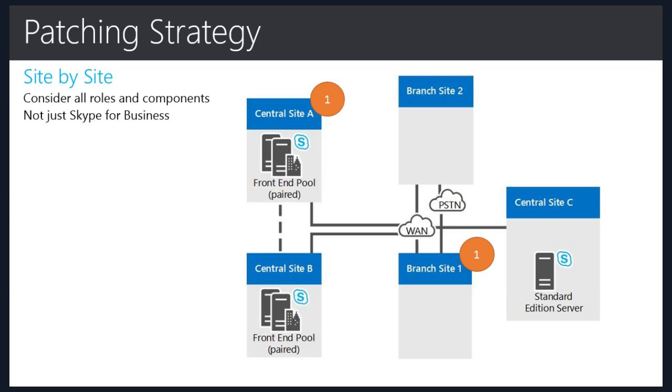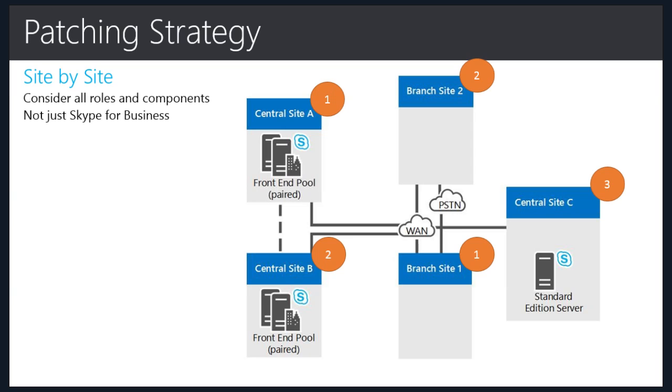Then once this site is patched, you would move on to the next site, central site B with associated branch site 2. Again, perform all the patching that's required there, and then move on to the next site, central site C, in this particular example here. So the first principle that I'd like to establish here is, from a high-level point of view, we would do patching site by site. Start with one site, patch this site entirely, and then move on to the next site.